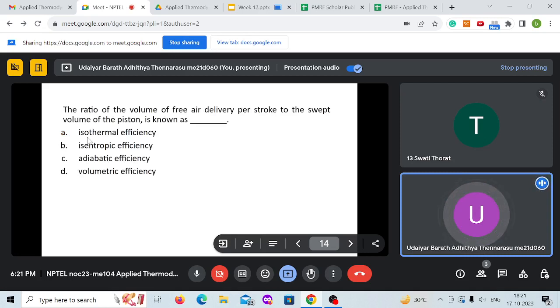The next question is, the ratio of the volume of free air delivery per stroke to the swept volume of the piston is known as. So just now I explained what this is. It's volumetric efficiency. So volumetric efficiency, you can write it in terms of mass or you can write it in terms of volume. So here it's volume of free air, the air which is delivered, divided by the swept volume of the piston. So that's volumetric efficiency.